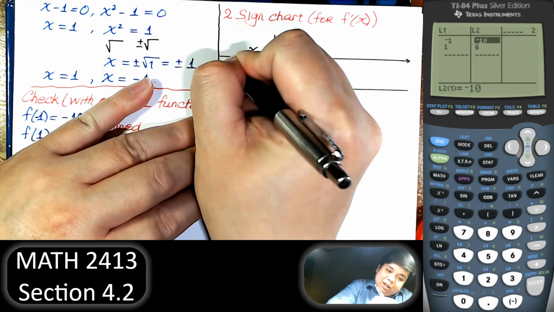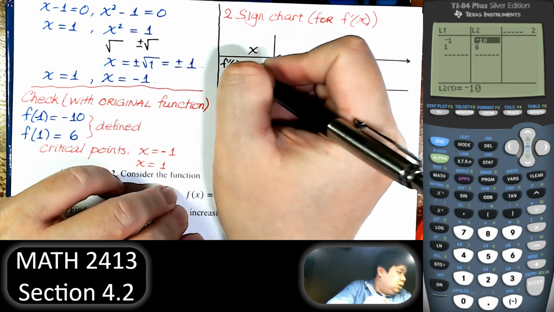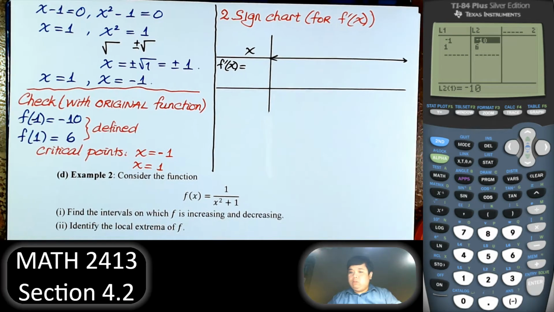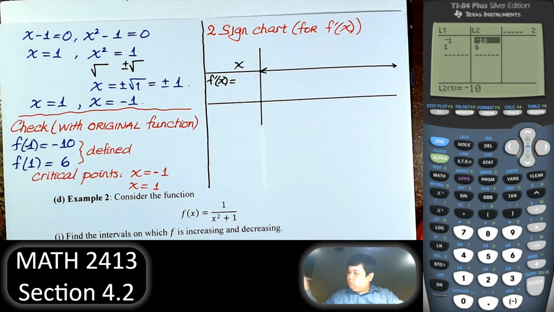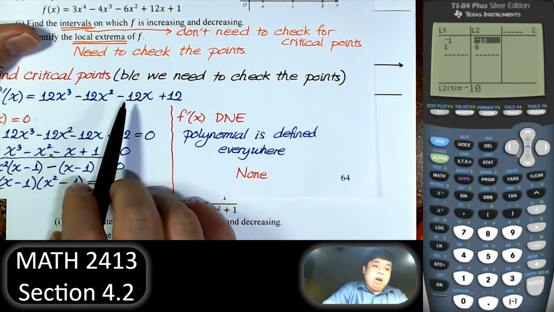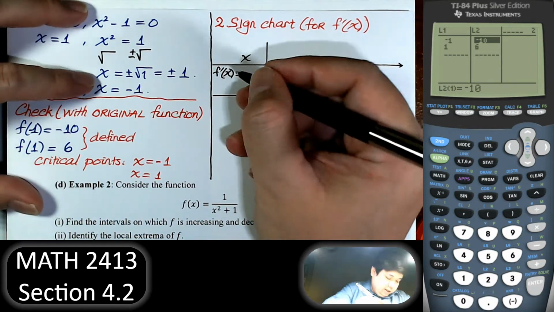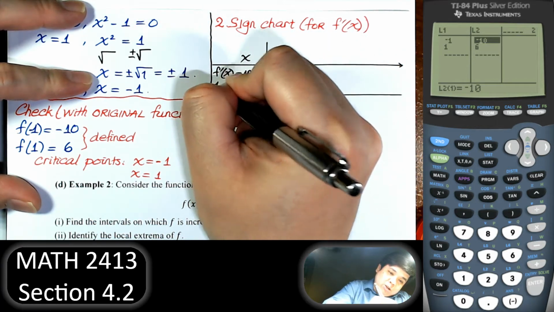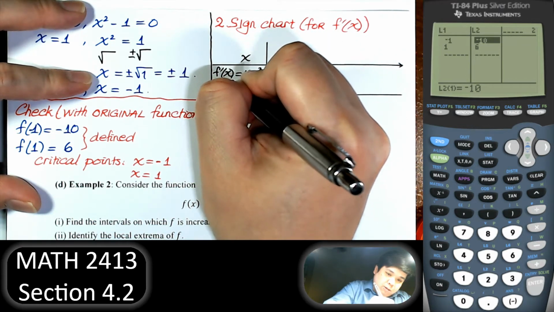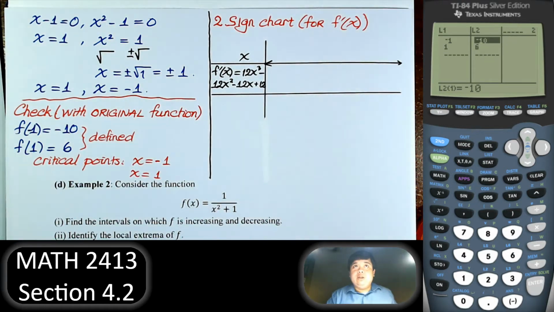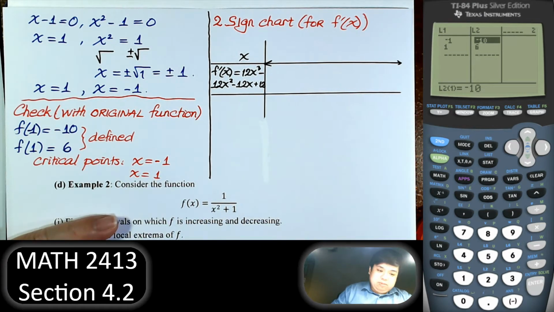So x, the derivative is 12x cubed minus 12x squared minus 12x plus 12. So that is the derivative. And the points we have, -1 and 1.